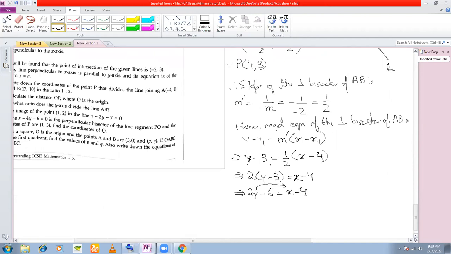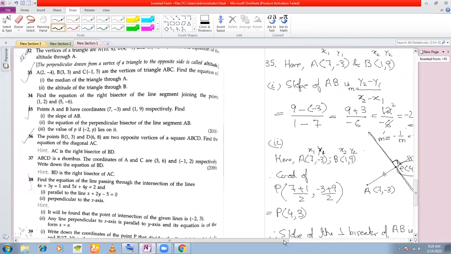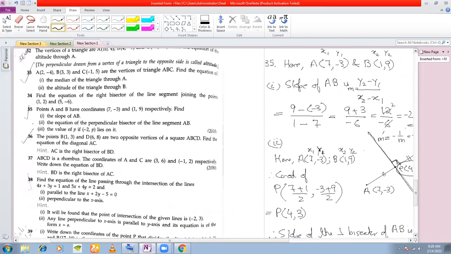Take this side and take this also this side. You get x minus 2y plus 6 minus 4 is equal to 0. You get x minus 2y plus 2 is equal to 0, right? This is the required equation of the perpendicular bisector of the line AB. That finishes the second question. So these two questions are done. Let's see the third question.